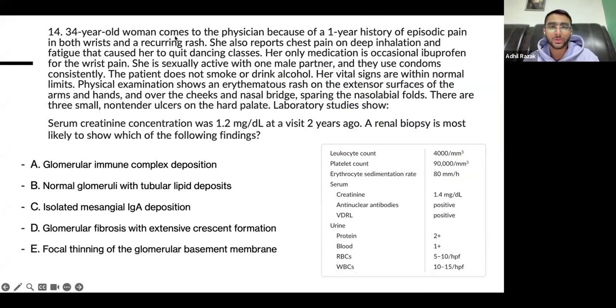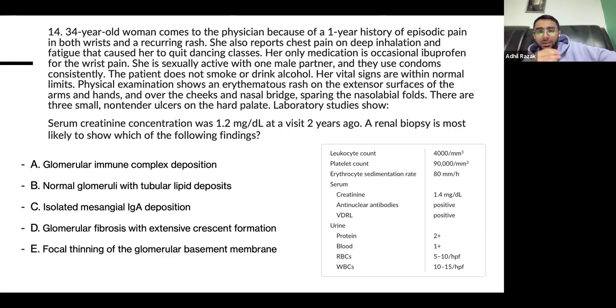Okay, we have a 34-year-old woman this time. She comes to a physician because of a 1-year history of episodic pain in both wrists and a recurring rash. She reports chest pain on deep inhalation and fatigue that causes her to quit dancing classes. Her only medication is occasional ibuprofen for the wrist pain. She's sexually active with one male partner. They use condoms, and she does not smoke or drink. Her vitals are normal. Physical examination shows an erythematous rash on the extensor surface of the arms and hands, over the cheeks and over the nasal bridge, sparing the nasolabial folds. She also has ulcers on the hard palate.